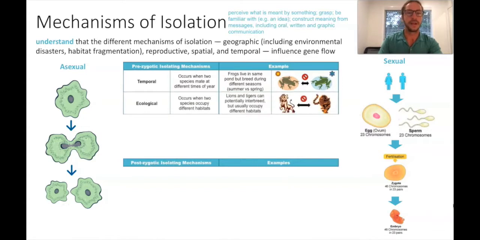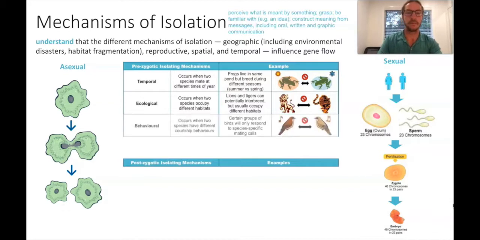Secondly, we have ecological. And this refers to organisms that prefer to mate in different places. The example being lions and tigers, they can potentially interbreed, but usually occupy different habitats, so are thus reproductively isolated. Next, we have behavioral isolation, and it refers to how organisms go about attracting a mate in different ways. So certain groups of birds will only respond to species-specific mating calls.